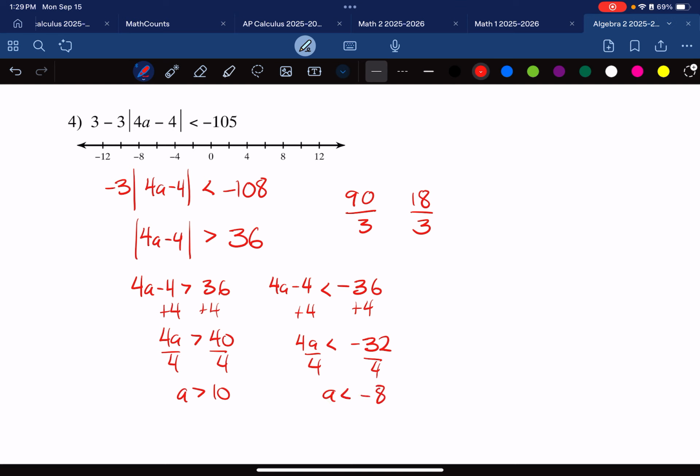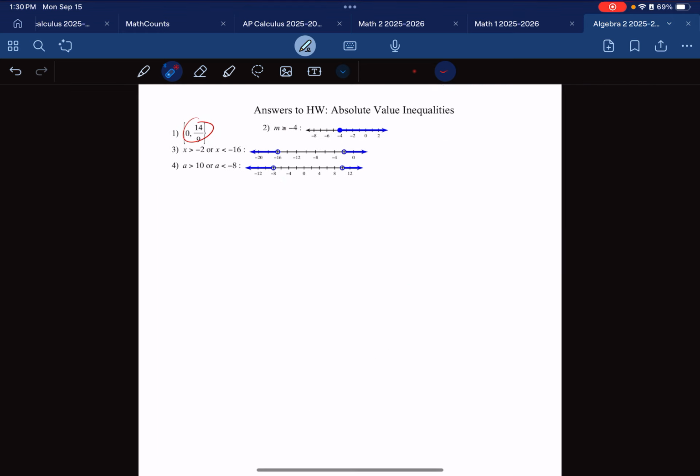Greater than 10 is an open point at 10 going to the right. Less than negative 8 is an open point at negative 8 going to the left. So negative 8 and 10 going to the outside. Looks like we got it right.